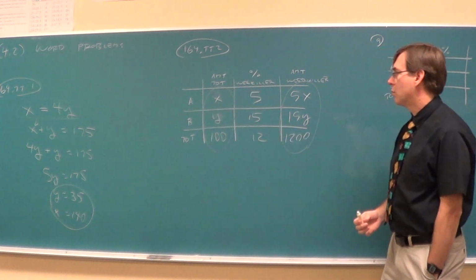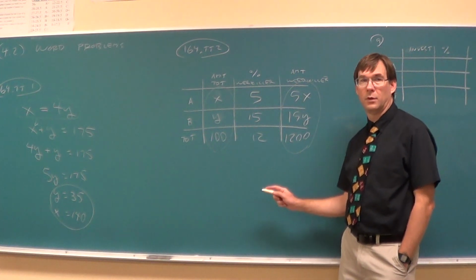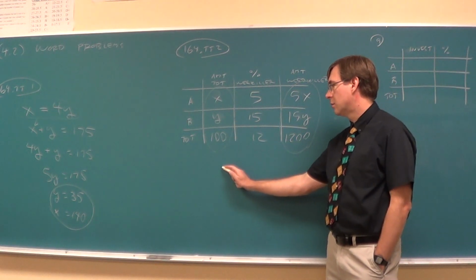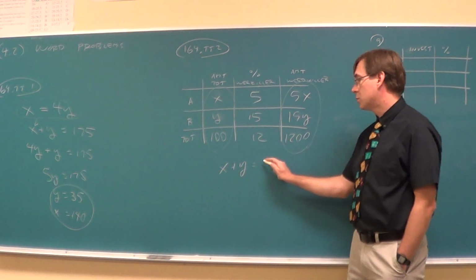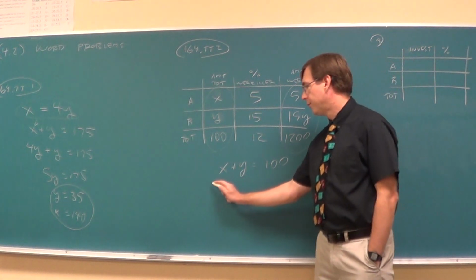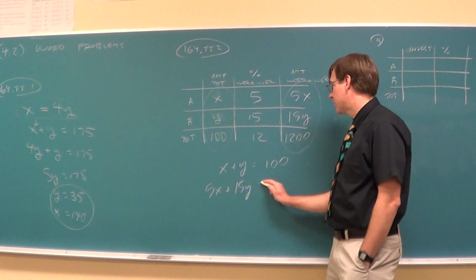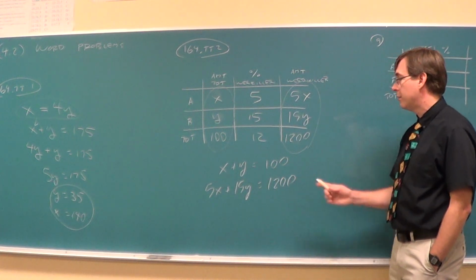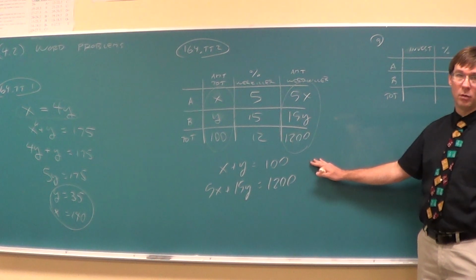This is going to be an equation. Can somebody make up an equation? What do you think? How would those quantities interrelate? x plus y equals 100 from the first group. And then 5x plus 15y equals 1,200 from the last group. I agree. So that's what makes today new.